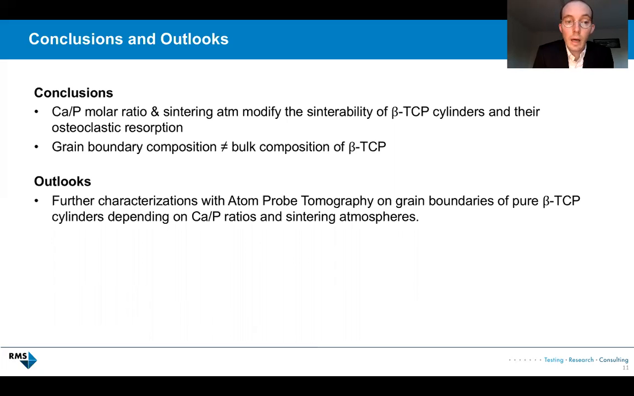As an outlook, we will need to perform further characterization with atom probe tomography in order to characterize the chemistry of the grain boundaries as a function of the bulk calcium over phosphate molar ratio of beta-TCP cylinders and also as a function of the sintering atmosphere.